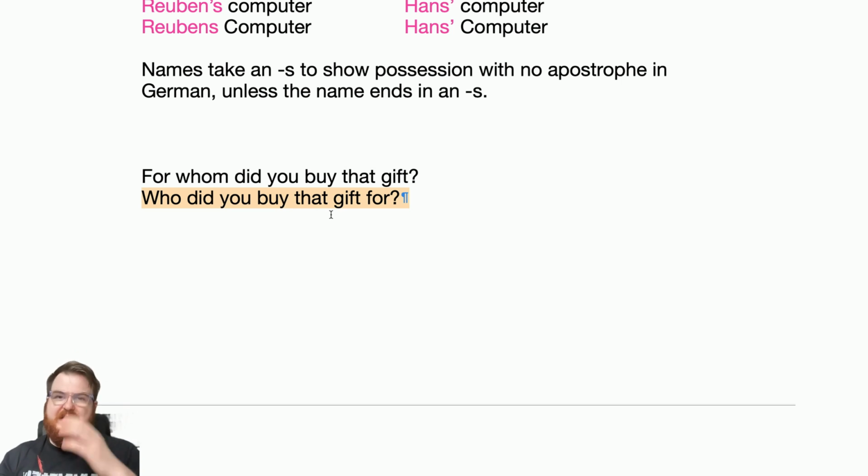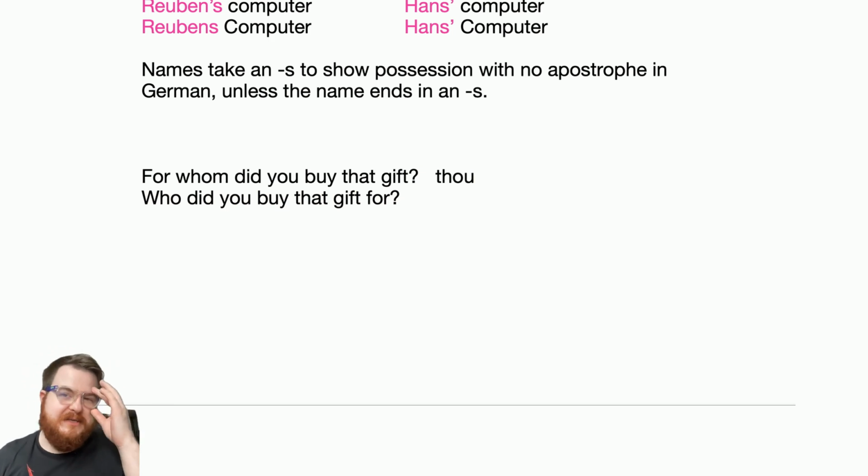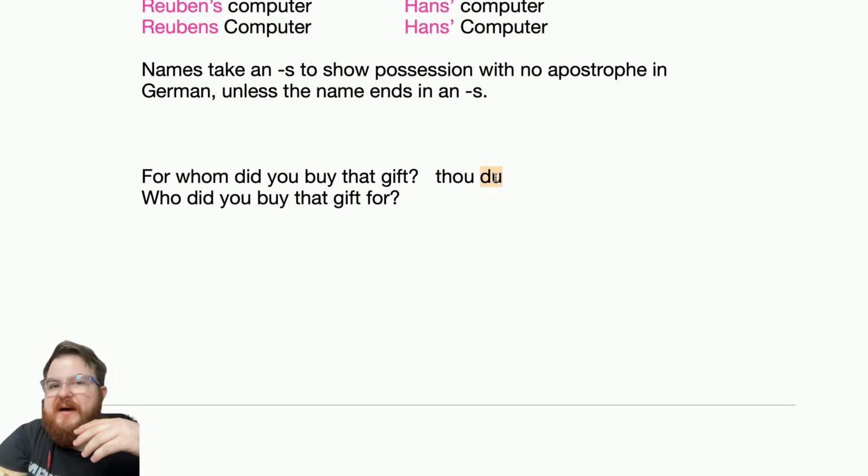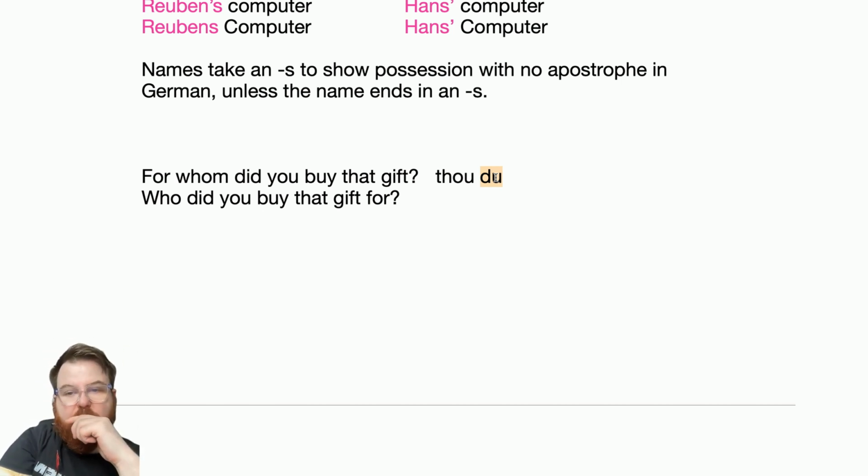The point I'm trying to make here is that there are different registers in languages where we can be formal or informal. And sometimes grammar changes and moves, and things that were once standard start to feel formal. Like, for example, another example from English would be the word thou. The word thou was actually the informal word for you in English. It was the same as the word du in German. But now, if we hear the word thou, we think, oh, that's really formal. But it's not. That was actually an informal word.